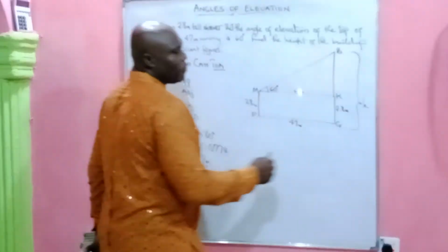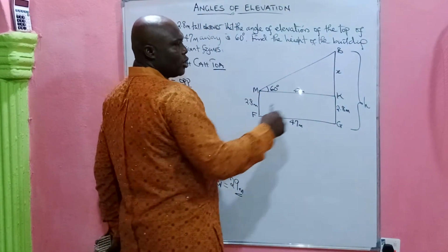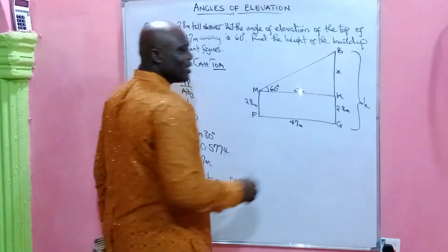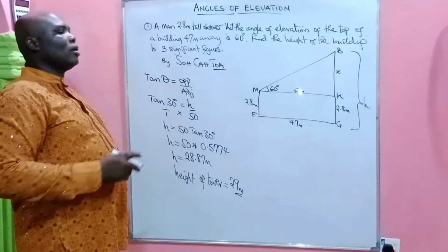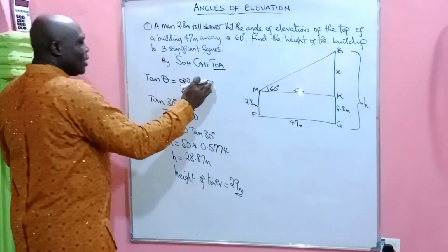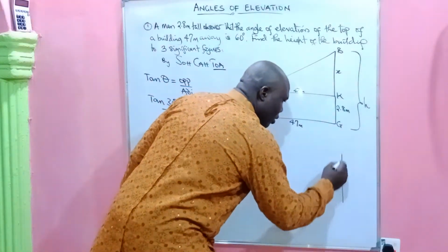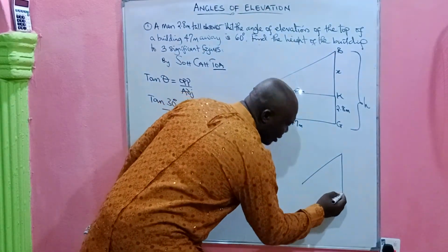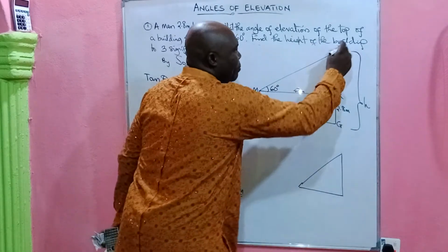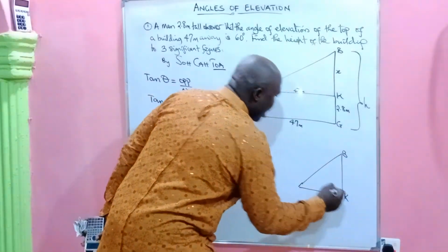All right. So for us to get the height of the building, we are going to make here, let's call it a small x. So that when we get small x, we'll add the small x to 2.8 meters to give us the height of that building. So that's all we need to do. All right. So before we proceed, we have to bring out the second triangle. All right. So this is our second triangle. All right. So we are bringing out B, K, and M.